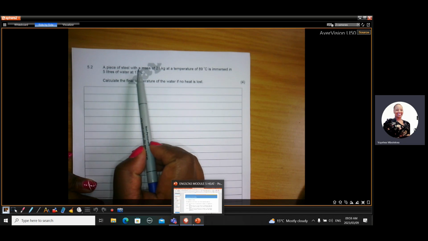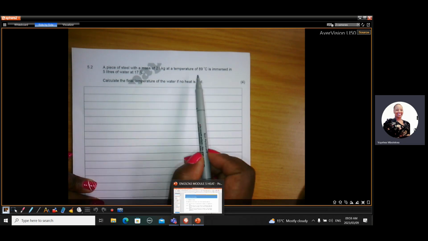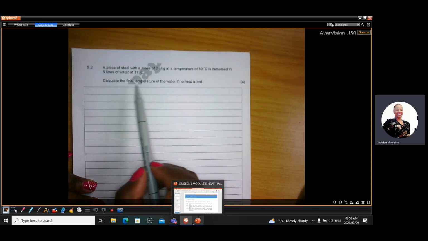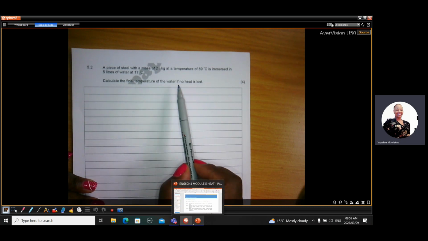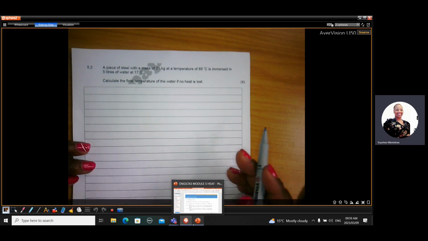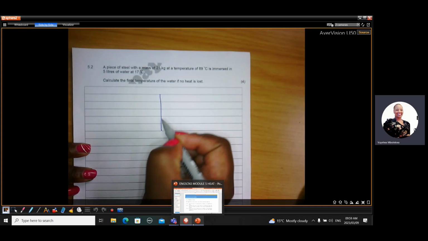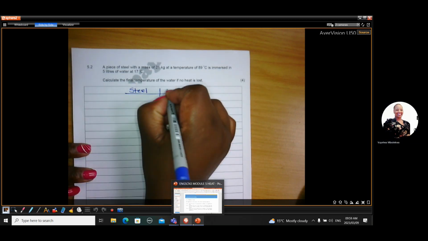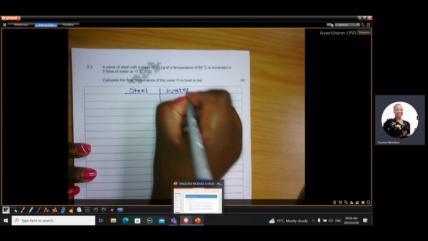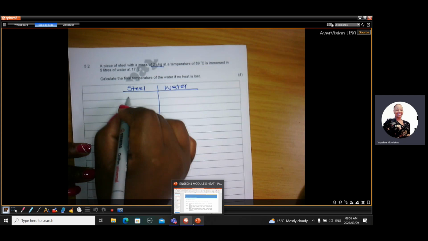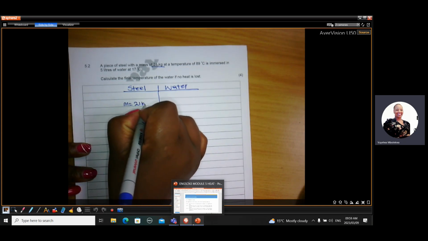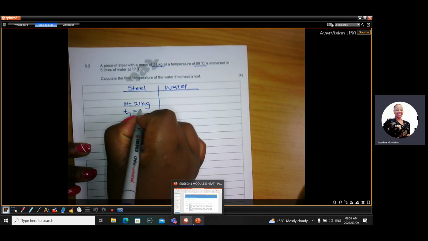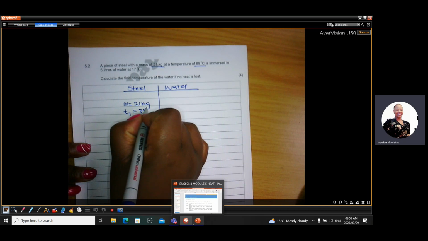It says a piece of steel with a mass of 21 kilograms at a temperature of 89 degrees Celsius is immersed in 5 liters of water at 17 degrees Celsius. Then the question says, calculate the final temperature of the water if no heat is lost. So my suggestion is that you open up a table to record your givens. So you have steel here and you have water. It says a piece of steel has a mass of 21 kilograms. So that is the mass of steel, 21 kilograms. And that is at 89 degrees. That is the initial temperature of steel.